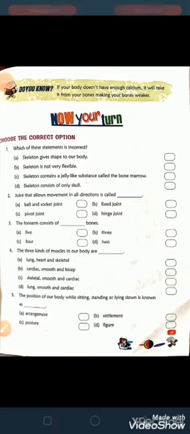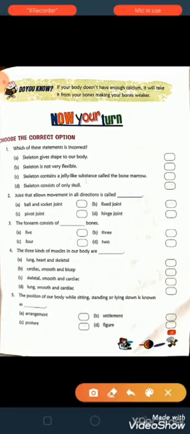Next, now we will see question number 4. The 3 kinds of muscles in our body are dash. So what are the 3 kinds of muscles, children? Lung, heart and skeletal; cardiac, smooth and bicep; or skeletal, smooth and cardiac; or lung, smooth and cardiac. Which will be the answer? The answer is skeletal, smooth and cardiac. Number C. The 3 kinds of muscles in our body are skeletal, smooth and cardiac. These are the kinds of muscles in our body.